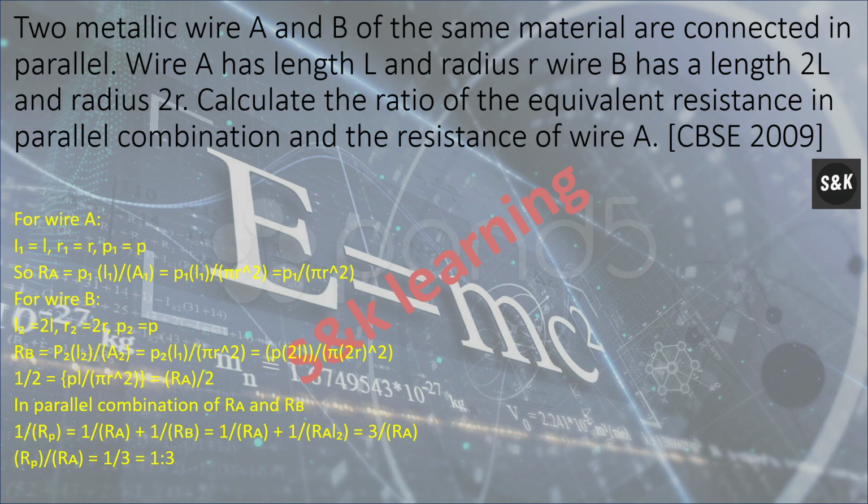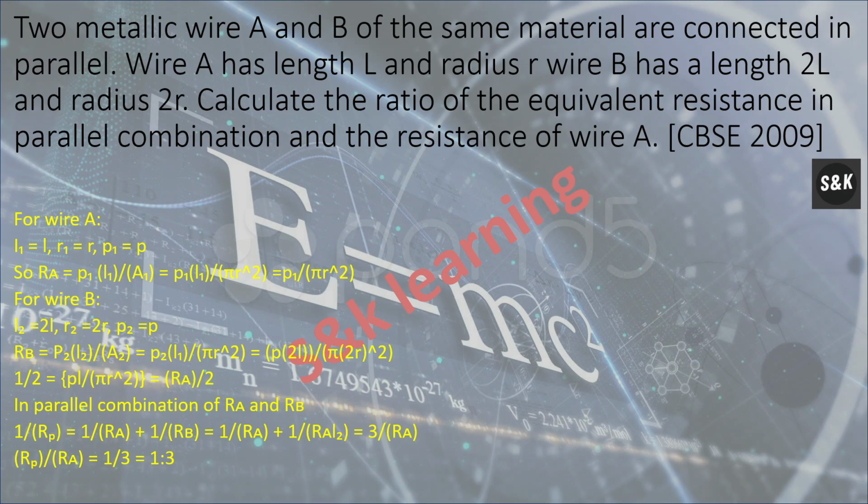Two metallic wires A and B of the same material are connected in parallel. While A has length L and radius R, wire B has length 2L and radius 2R. Calculate the ratio of the equivalent resistance in parallel combination and the resistance of wire A.